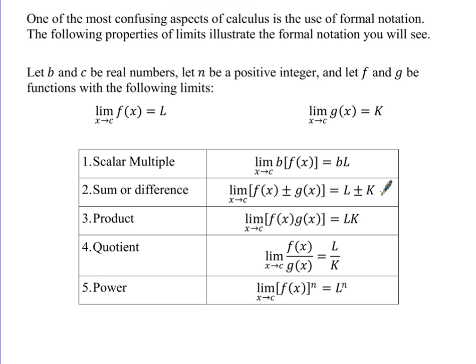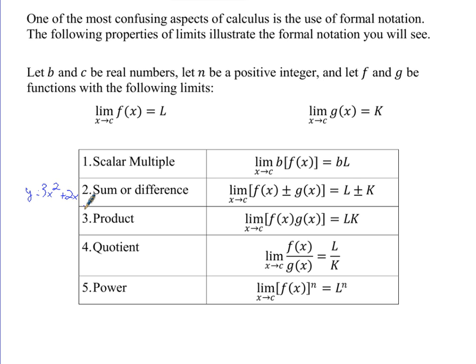Where this comes in handy is for something like a polynomial. y equals 3x squared plus 2x or something. This is the property you're going to be using here. I can now evaluate the limit of each of these terms as x approaches some number, rather than not know what to do.